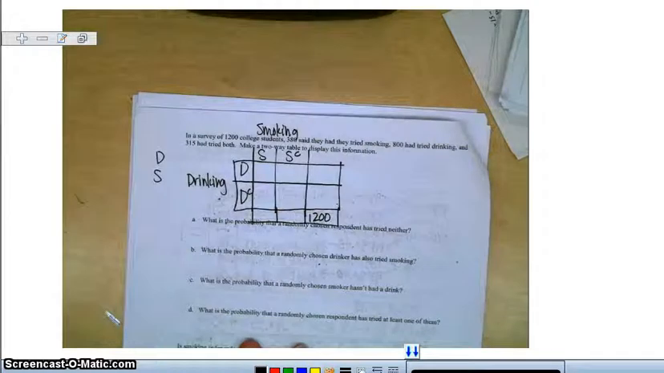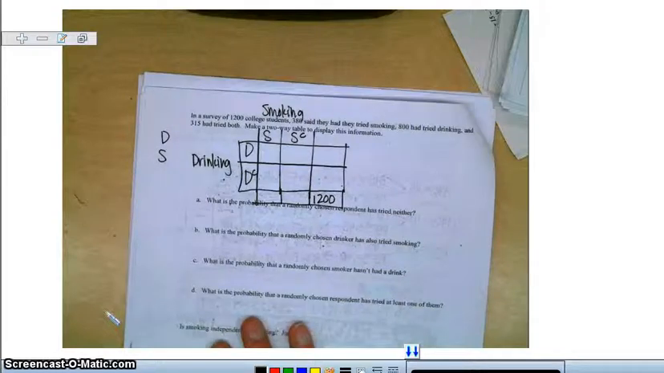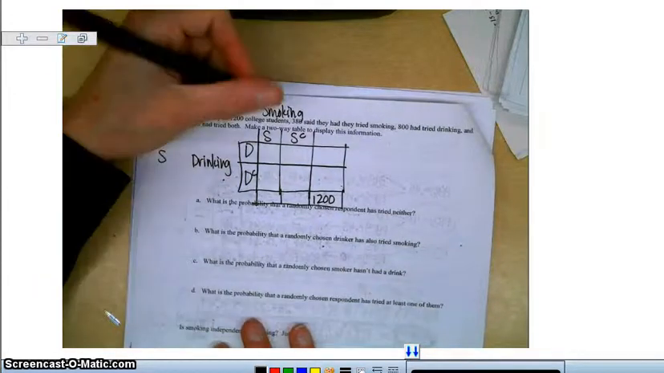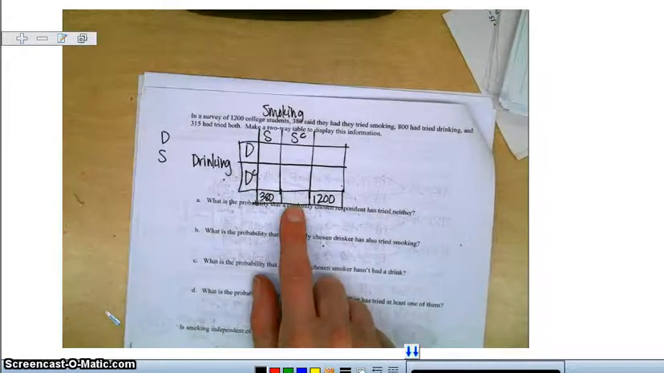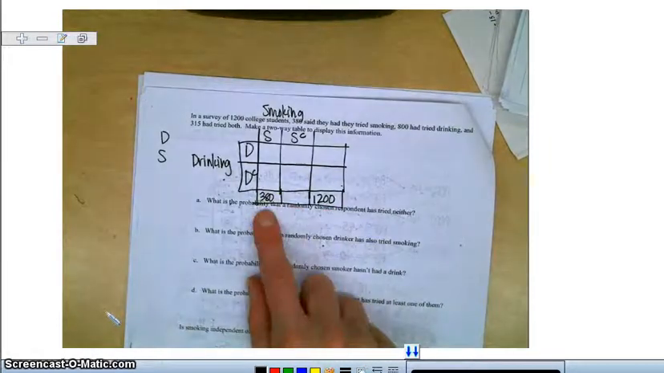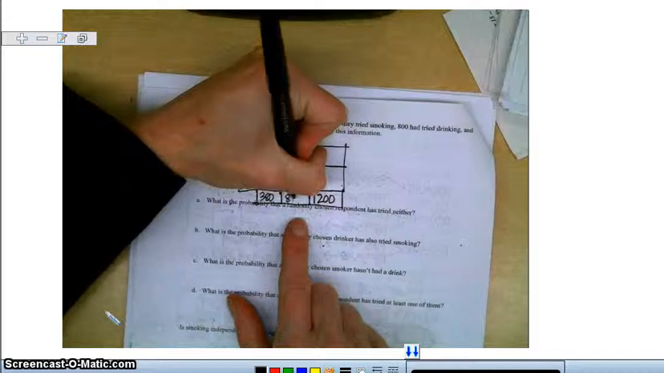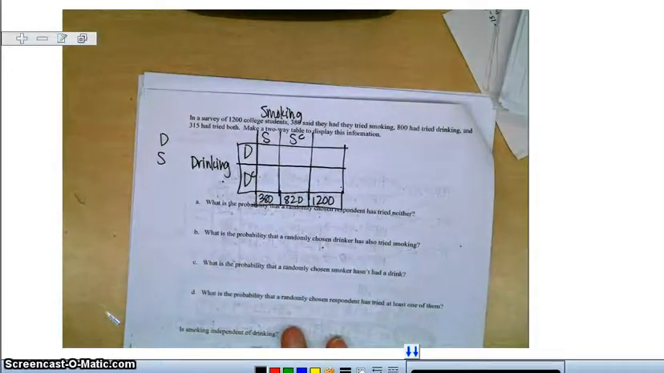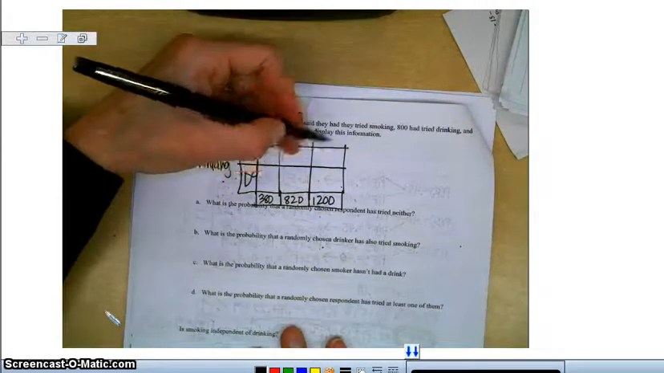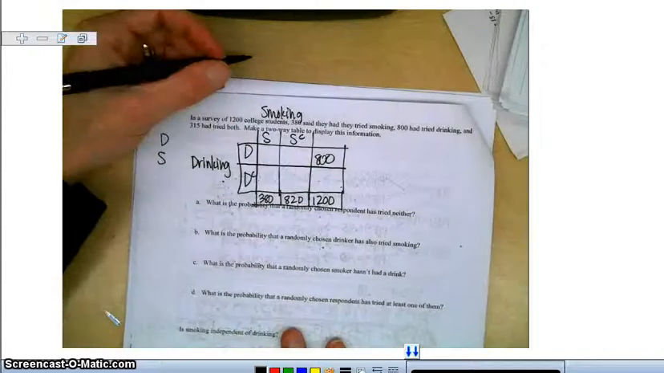Okay, and 380 said they had tried smoking. Where does the 380 go? Bottom of what? Smoking. So that's 380. So how would I figure that number out? 1,200 minus 380, which is 820. All right, so 800 had tried drinking. Where does 800 go? The end of the drinking row. So how many have not tried drinking? 400.